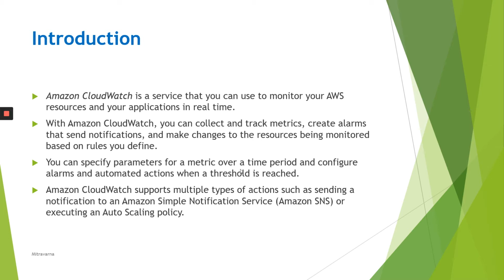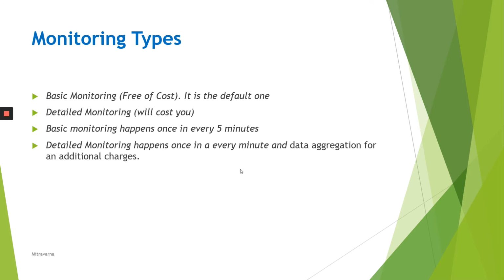removing the EC2 instances from the current system, like auto scaling. So with the help of CloudWatch, we can also do the auto scaling part, and you can specify parameters for a metric over a time period and configure alarms and automated actions when the threshold is reached. This is what I said earlier. The last point is that Amazon CloudWatch supports multiple types of actions, such as sending a notification to Amazon Simple Notification Service or executing an auto scaling policy.